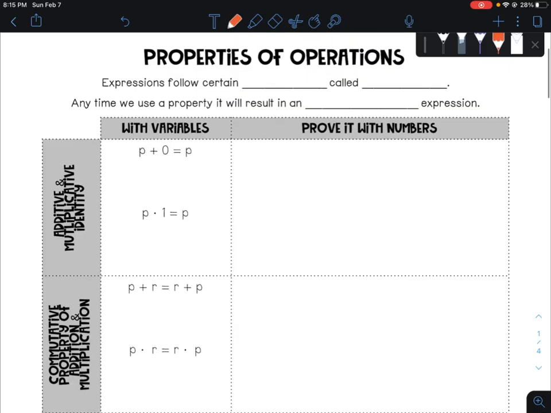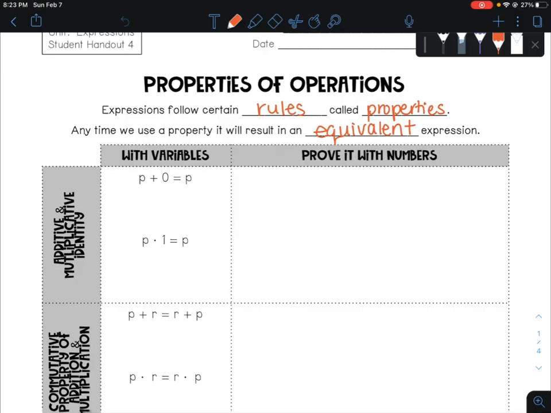Okay, expressions follow certain rules called properties. Anytime we use a property, it will result in an equivalent expression. So whenever you need to make a change to an expression and you need it to stay equal, you can use these properties. For our first property, we'll be talking about the identity property.